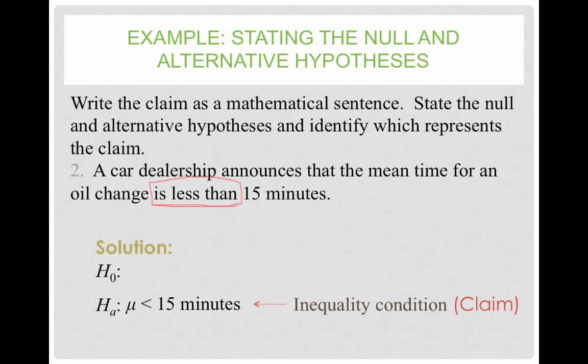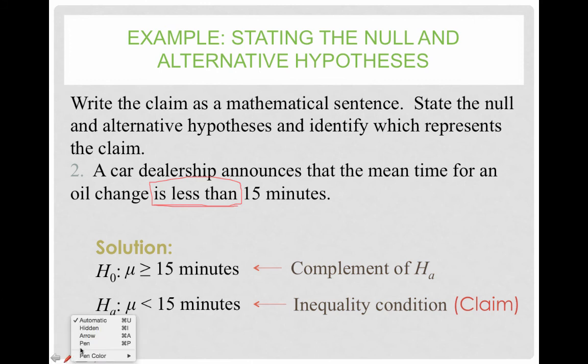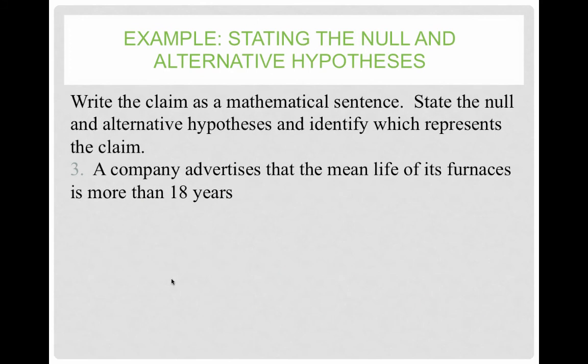All right, now once we have that one done, we just need to think of the opposite. What is the opposite of strictly less than? Well, you guessed it, greater than or equal to, and that's our null hypothesis. So our null hypothesis would read that the population mean, the mean time for an oil change, is greater than or equal to 15 minutes. Okay? Let's go for another one.